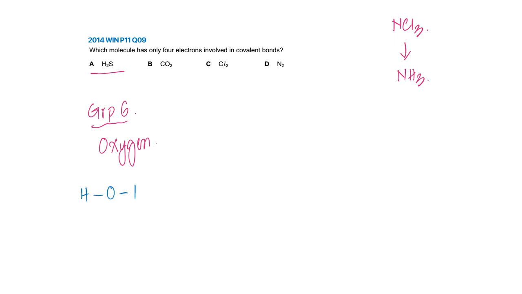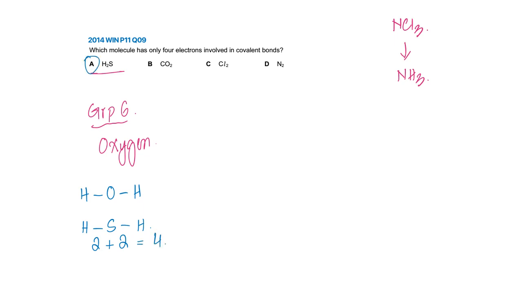This is what a water molecule looks like. It has 2 bonds, one with each, right? And this is exactly what H2S, dihydrogen sulfide, would look like. Very identical. Which molecule has 4 electrons involved in covalent bonds? Each of these dashes, each of these bonds, is 2 electrons. 2 here, 2 here. A total of 4.